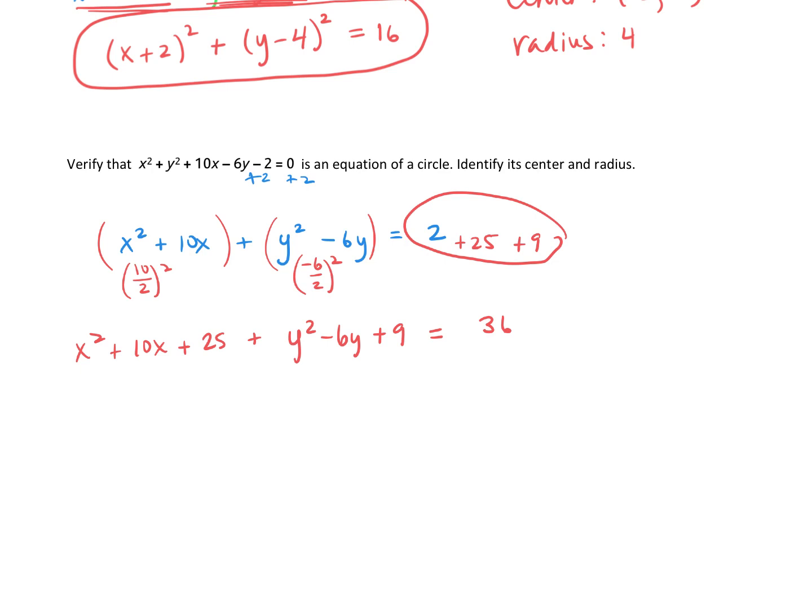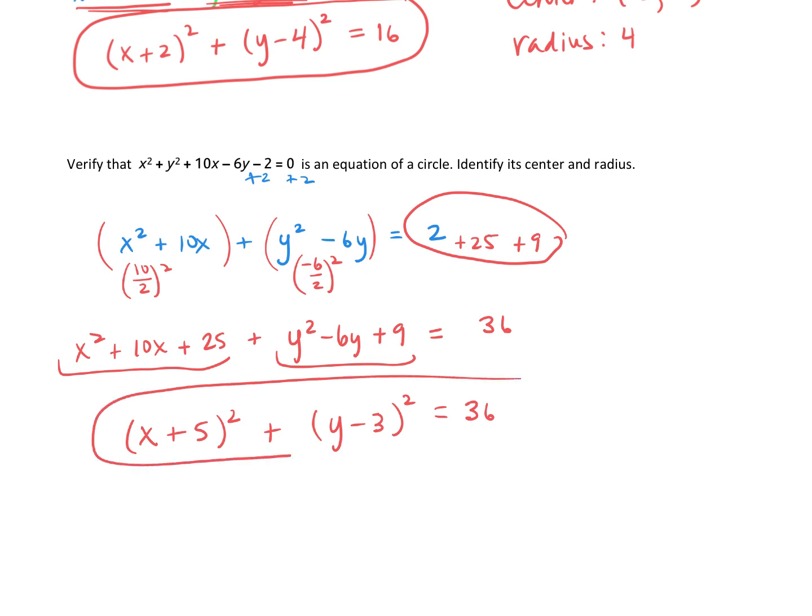We've got these perfect square trinomials. The reason we did all that work is so we could factor those. Factors of 25 that add up to 10. If we did it right, it should be the same factor twice: x plus 5 squared. Factors of 9 that add up to negative 6: y minus 3 squared equals 36. There's the equation of our circle. Because it worked out, we are showing that this equation that we started out with is in fact a circle. We have verified it's a circle because we were able to get it into standard form for a circle.